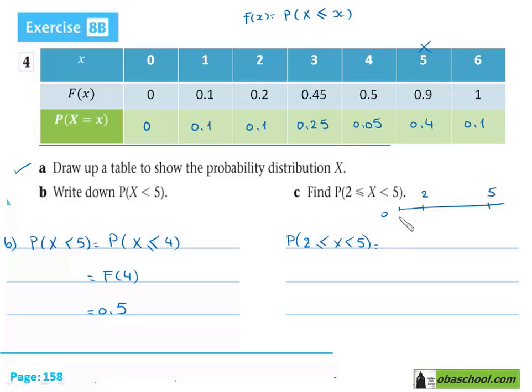So we take all the values that are less than 5. That means probability of x less than 5. However, we only want the values between 2 and 5. Thus, we subtract the values that are less than 2. We want the 2, so we subtract the values that are less than 2. Here we write minus probability of x less than 2.